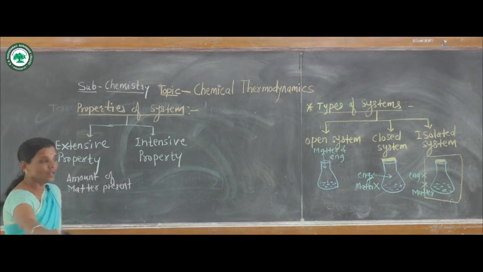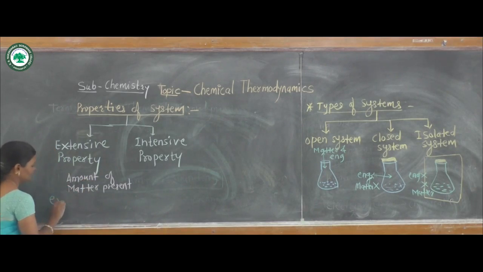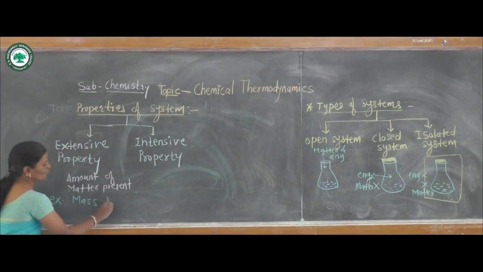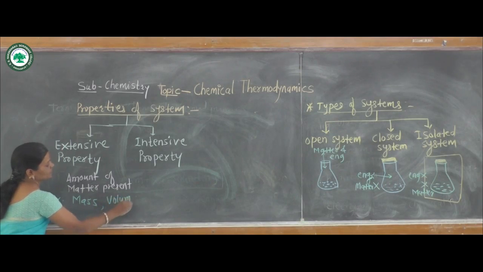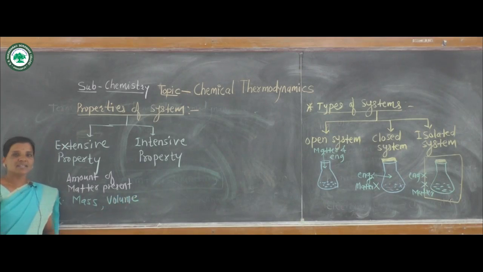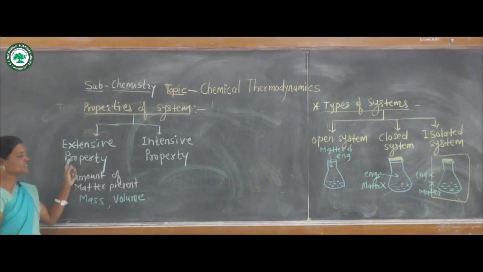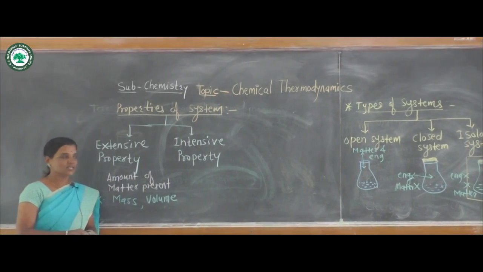For example, mass. We know that the mass of any substance depends upon the matter present in the system. Also volume also depends on the matter present in the system, and such types of properties are called extensive properties.